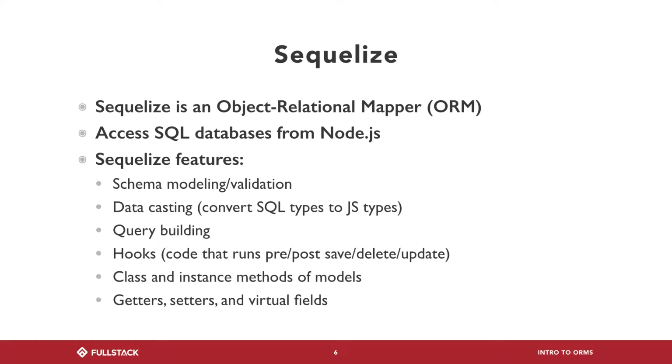That's fine. Data casting converts SQL types to JavaScript types, and PG kind of already did that a little bit for us. It really helps a lot with query building. You can just do .find, and it will find everything. You do .find with a where, and I'm going to do a quick coding thing at the end of this.